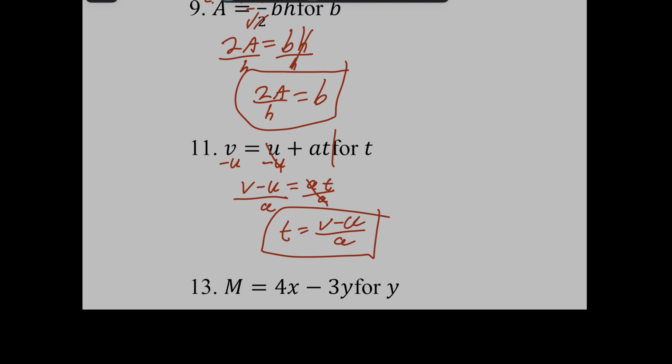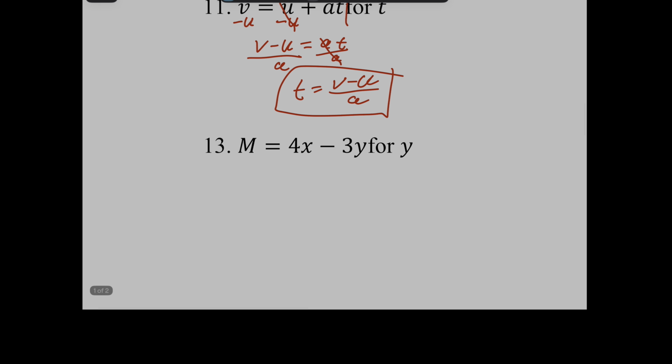Boom, boom. M equals 4x minus 3y, and we want to solve for the y.